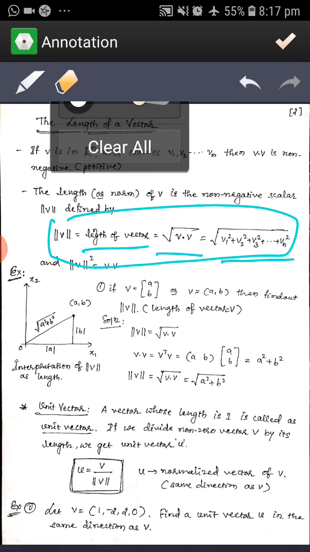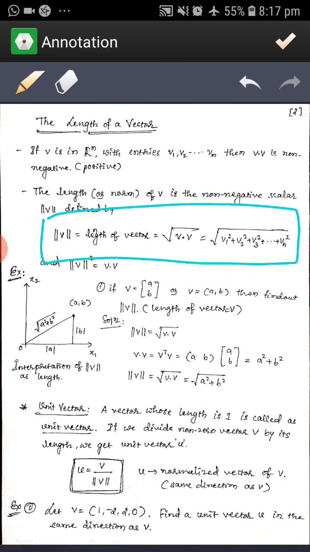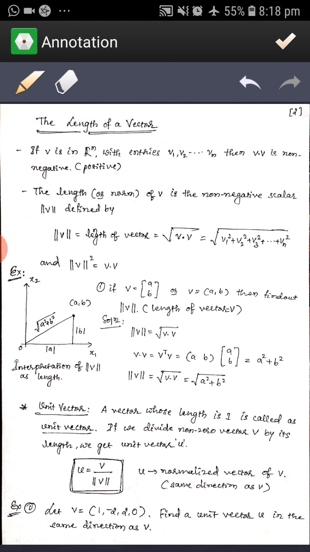So the length or magnitude of the vector is the addition of the squares of the elements of the vector, and after that the square root. Obviously, the magnitude square is equal to v dot v. If you take an example where v is a vector (a, b), then the length of the vector, v double bar, is the square root of v dot v.